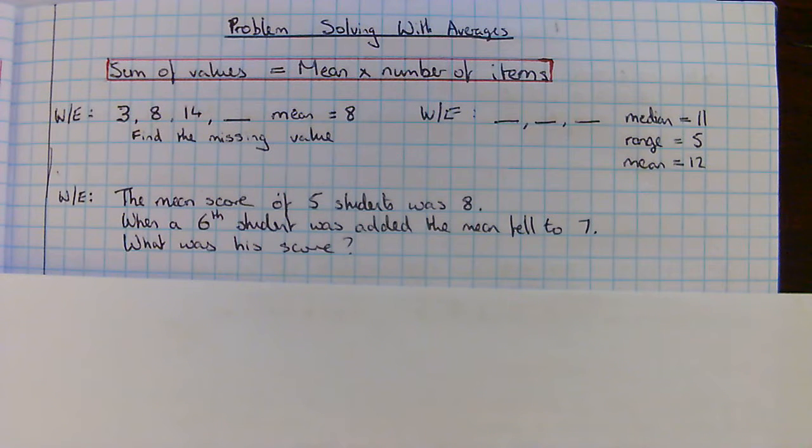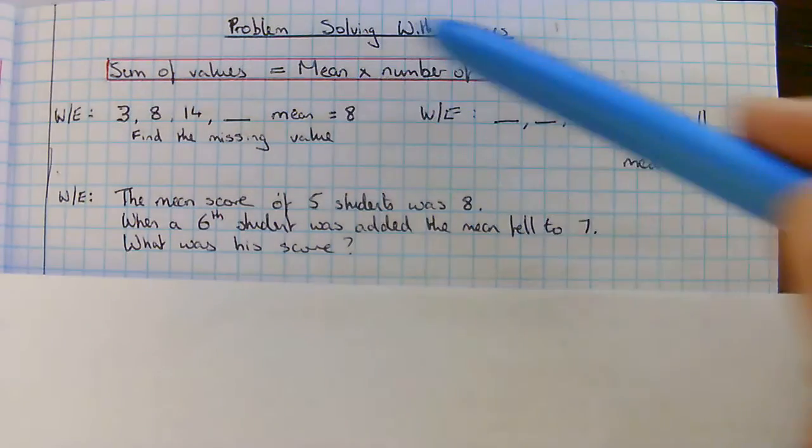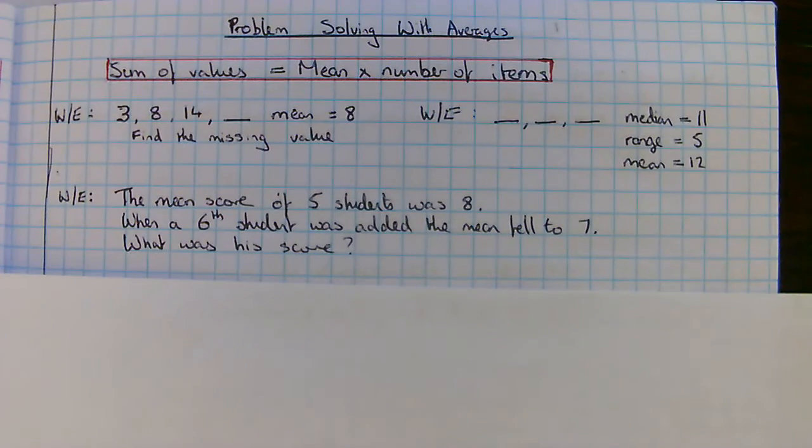GCSE examiners really love giving you problems involving averages, and it's particularly problems involving the mean. Now, in the last skill, we worked out that the mean was the sum of the values divided by the number of data items there were. So we can rearrange that to say that the total, the sum of all of the values, must be the mean times however many there are, and we can use that to solve difficult problems.